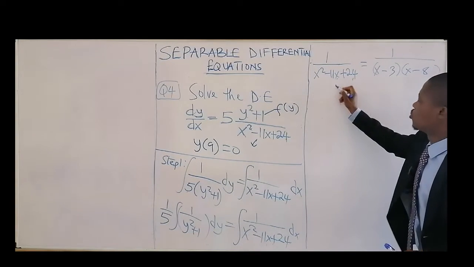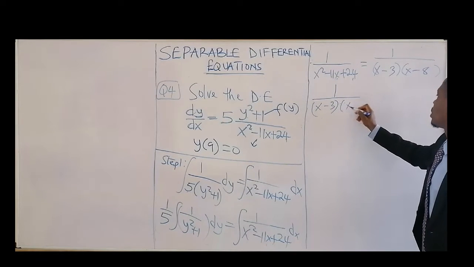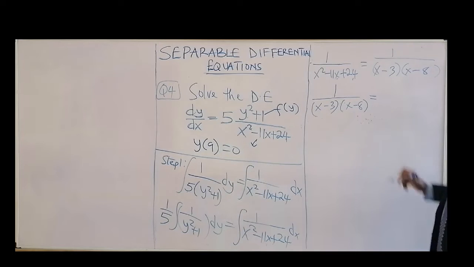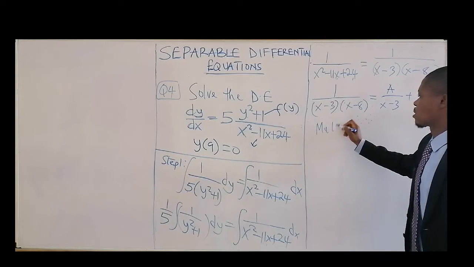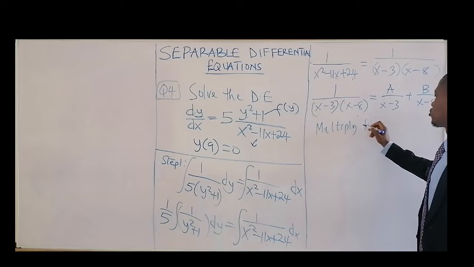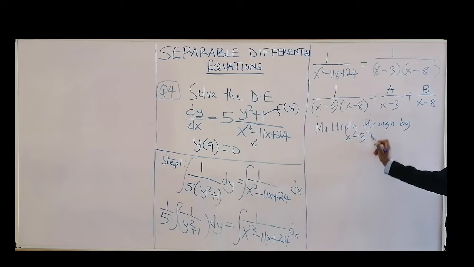So this will now become 1 over x minus 3, x minus 8 equal to A over one of the linear factor plus B over the second linear factor. So that's what we have. Then after that, we multiply through by the common factor, which is x minus 3, x minus 8.